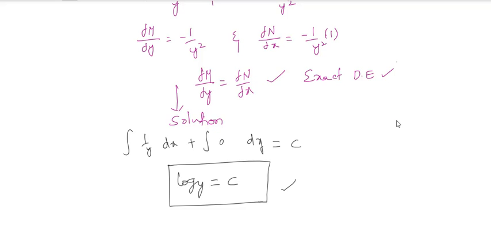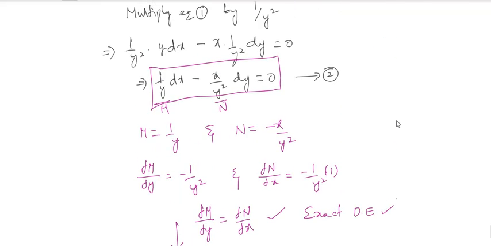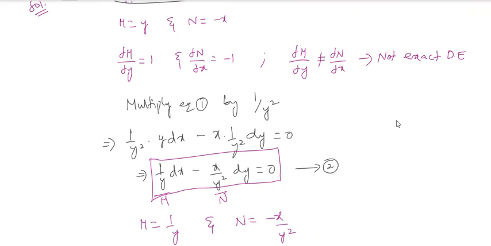Here, if dou M by dou y is not equivalent to dou N by dou x, in that case I can call that a non-exact differential equation. That non-exact differential equation will be converted into an exact differential equation by multiplying with a factor. That multiplying factor itself I am calling the integrating factor. Getting what I am saying here?